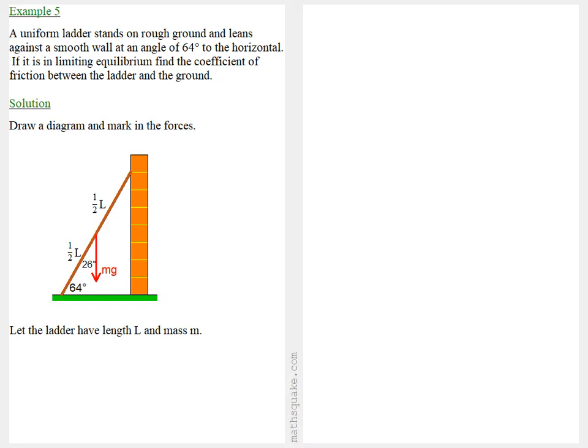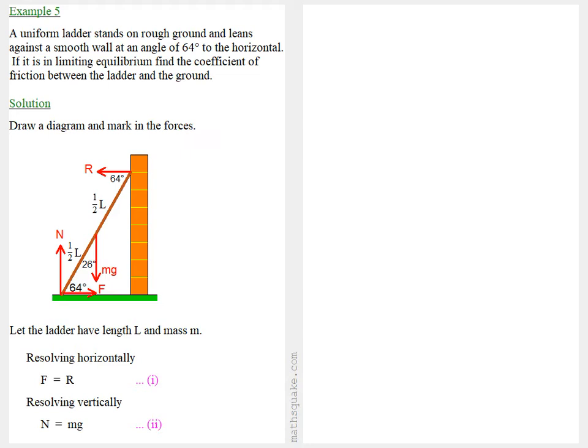We also have a normal reaction N at the base of the ladder acting vertically up. We have a normal reaction R of the ladder against the wall acting horizontally, and this makes an angle of 64 degrees with the ladder. And we have a frictional force F at the base of the ladder acting along the ground. Now, if we resolve horizontally, we get F equals R, and if we resolve vertically, we get N equals mg.